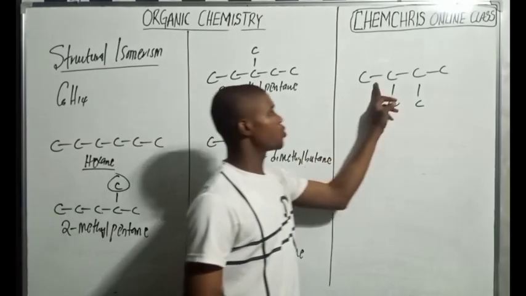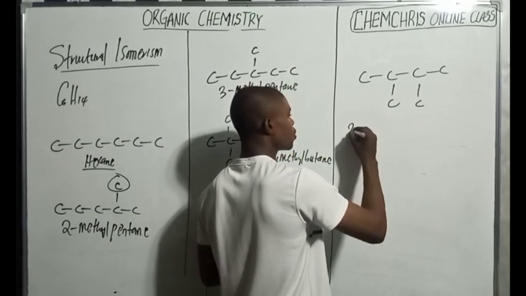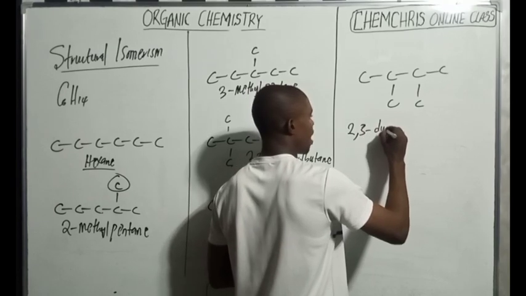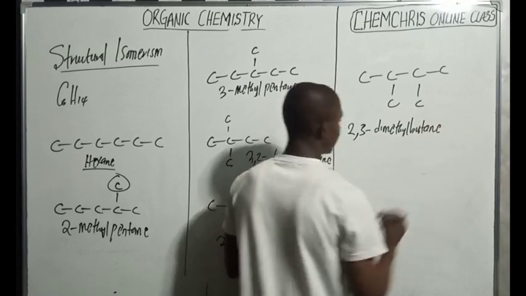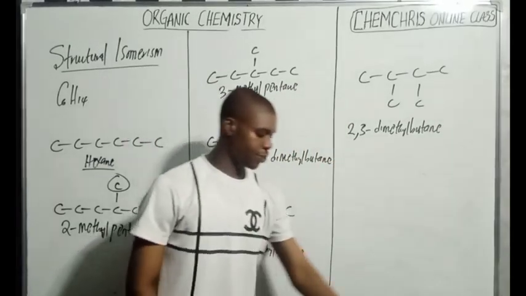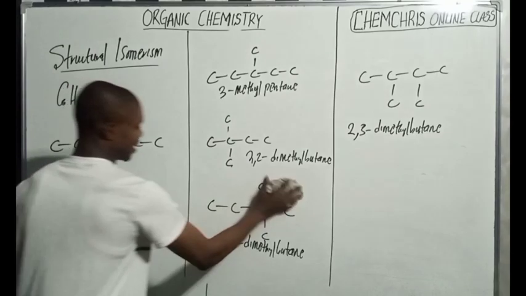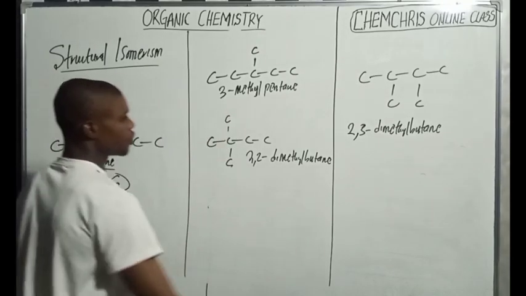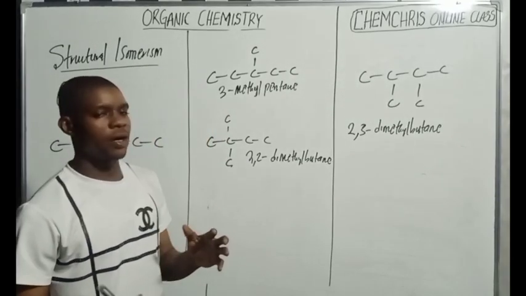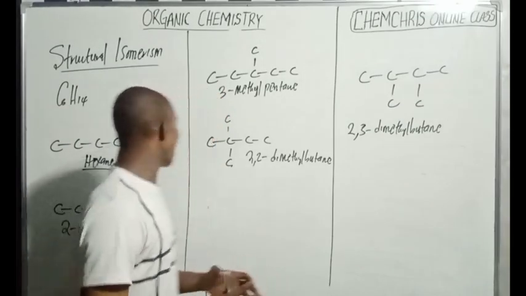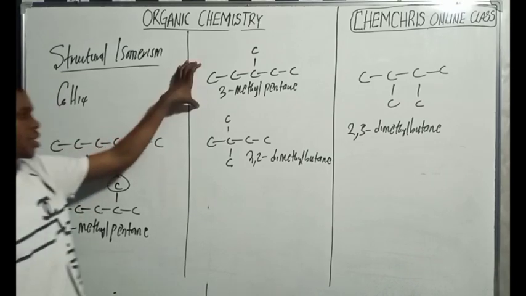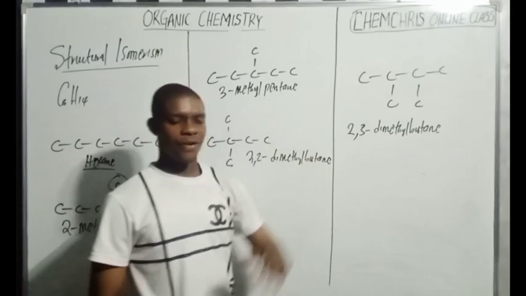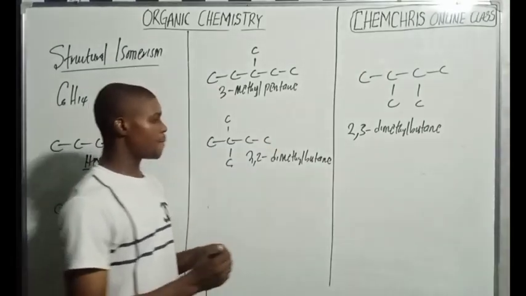Now, let's look at this one here. This is going to be 1, 2, 3, 4. It's going to be 2,3-dimethyl butane. It's okay. 2,3-dimethyl what? Butane. So these are the possible isomers of C6H14, which can get 1, 2, 3, 4, and 5.